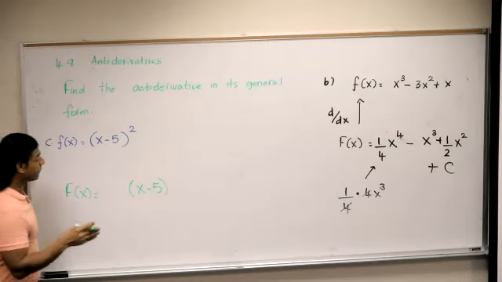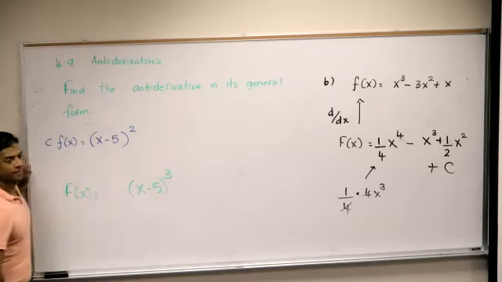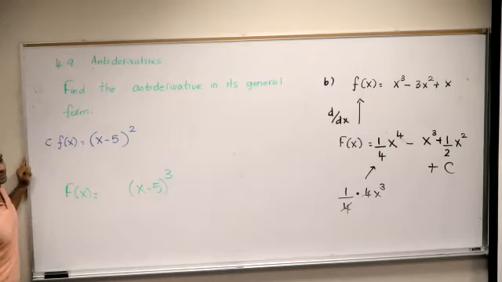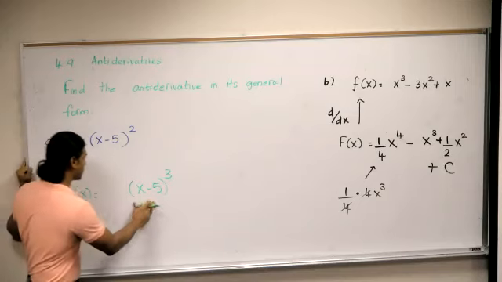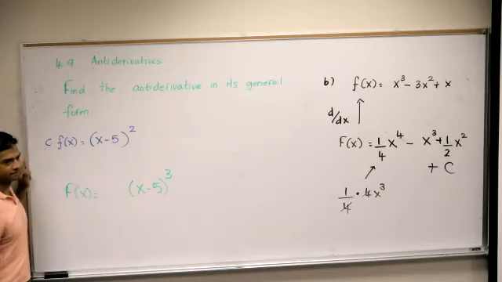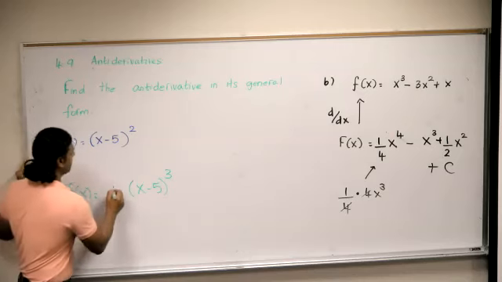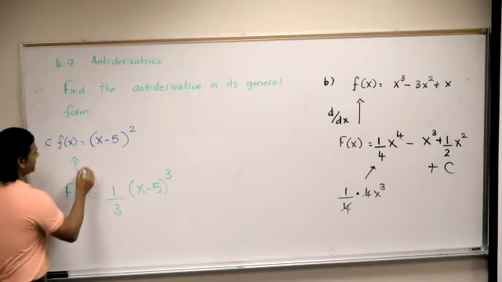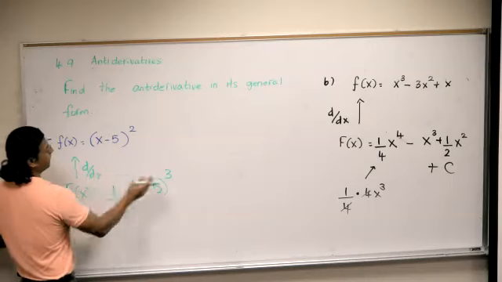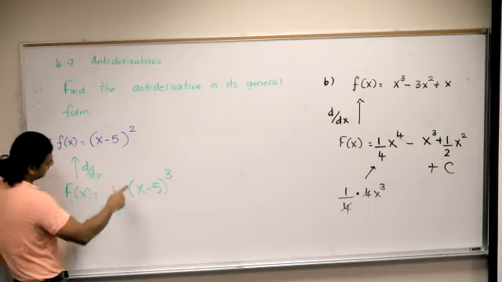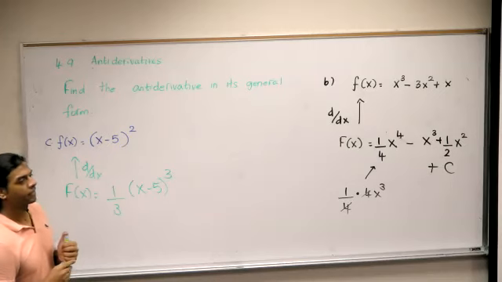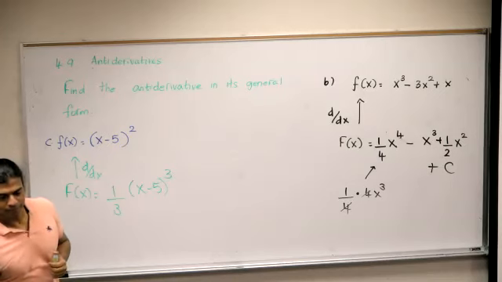(x - 5)³ by itself, would it give you (x - 5)²? No. So what should I do to this function? Multiply by 1/3. In which case, if I take the derivative, the 3 is going to come to the front, the 3's will get cancelled, and we get (x - 5)². Yep, and then we see the chain rule as well.